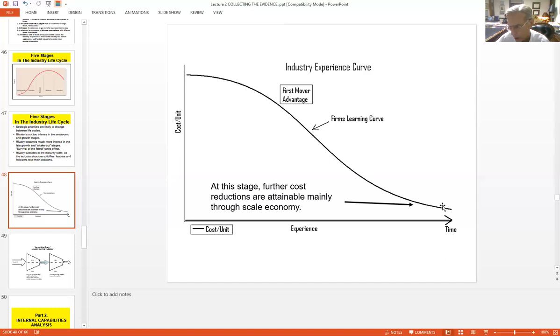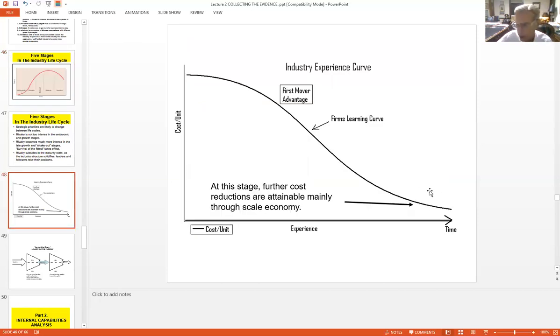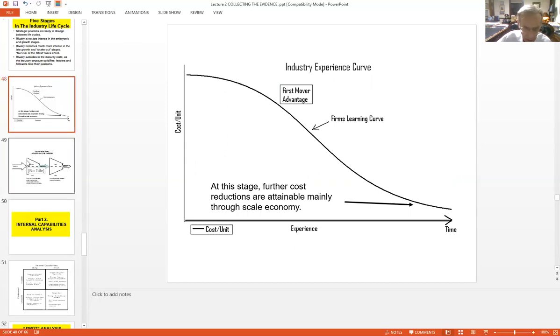Now, eventually what will happen is that this curve will flatten out, and that's because the industry reaches the maturity stage. So once we're at the mature stage, there's not much more to be gained from learning, and all competitive advantages from experience are competed away. And first movers, second movers, and third and fourth movers generally have the same rate of cost. But early on, first movers may have a competitive advantage.